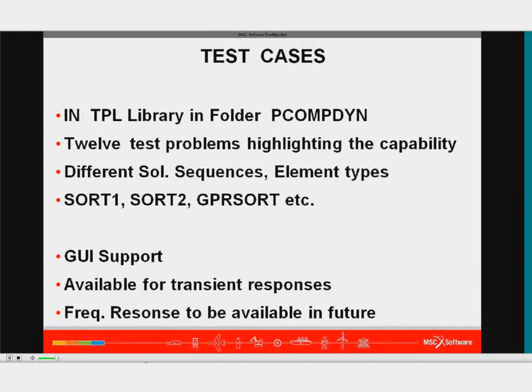We have put a bunch of test cases in the TPL library. There are about 12 or 13 of them, in a folder called PCOMPDYN. I would encourage those of you who want to get more familiar with the capability to look at each of these test cases. They are very simple test cases, and the basic idea is to make the user familiar with the different solution sequences, element types, SORT1, SORT2, GPR sort, and how to get the laminar stresses, strains, strength ratios, etc. GUI support is limited. We have OP2 support for transient responses. We are working on XDB support and frequency responses for both OP2 and XDB for the future.